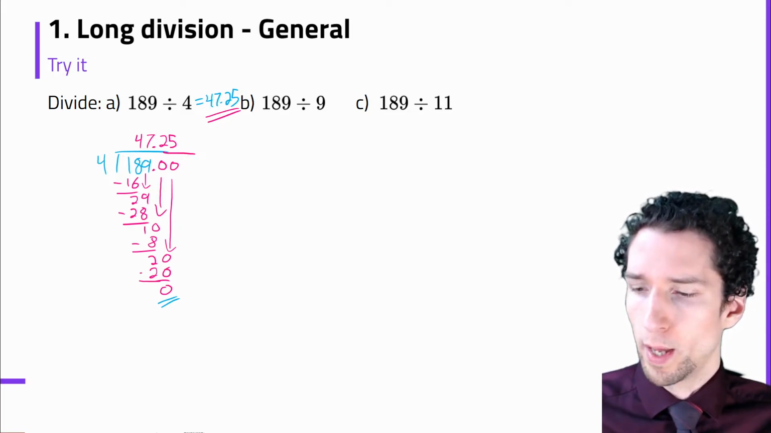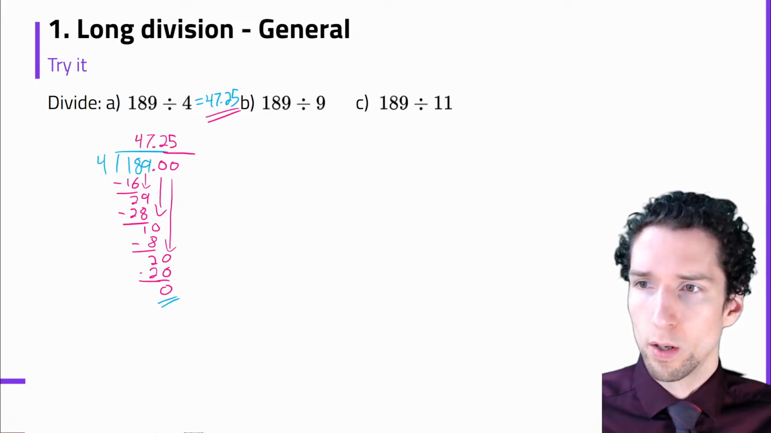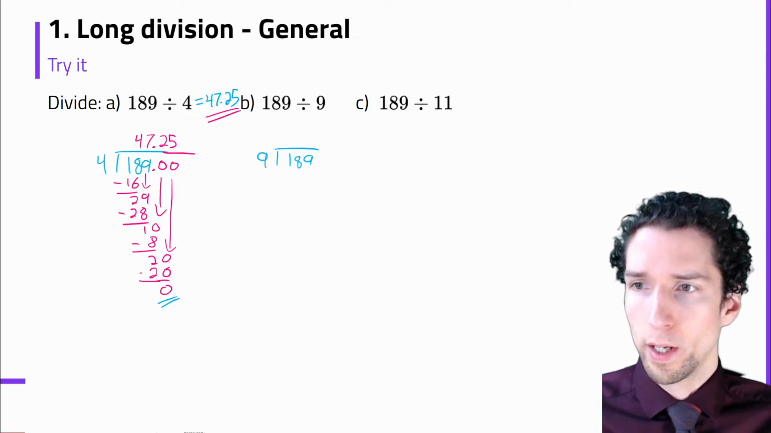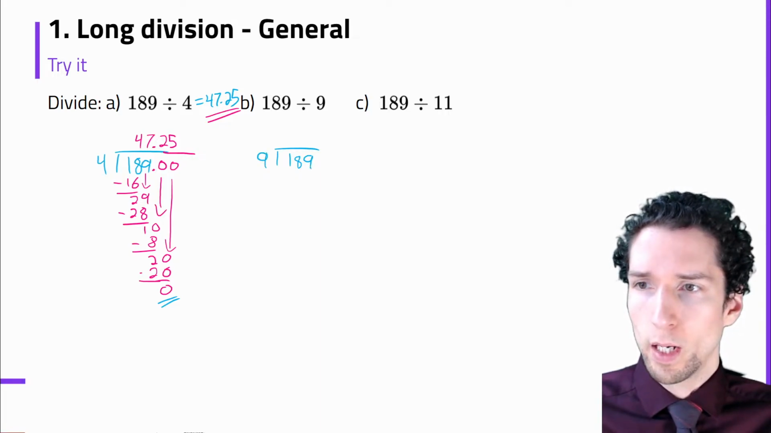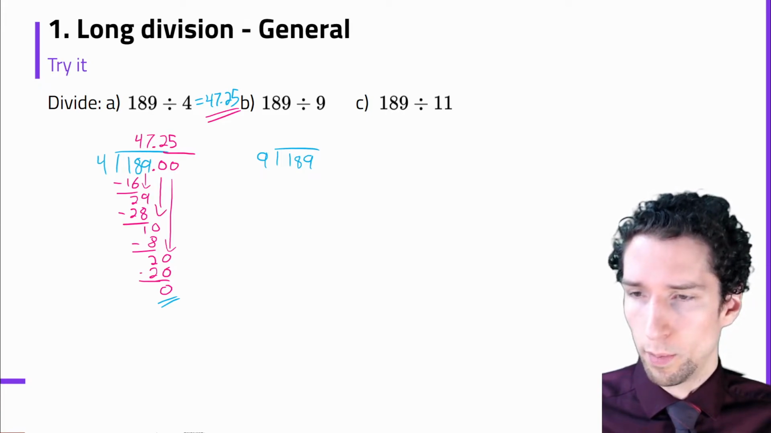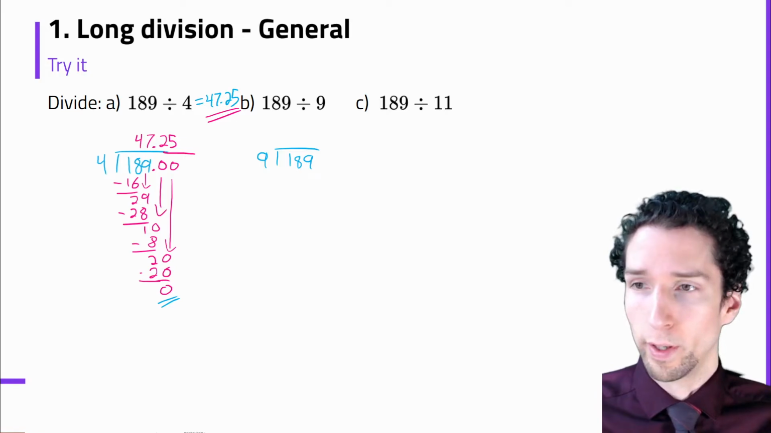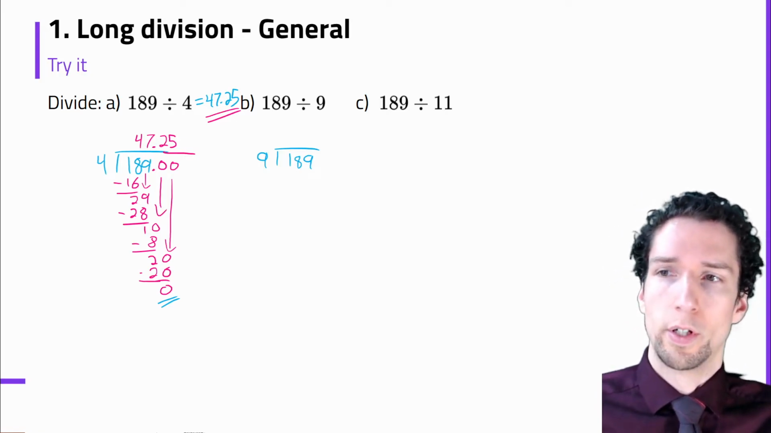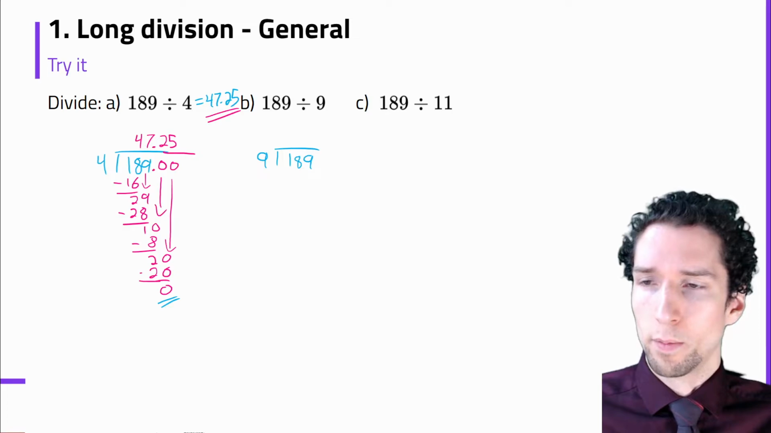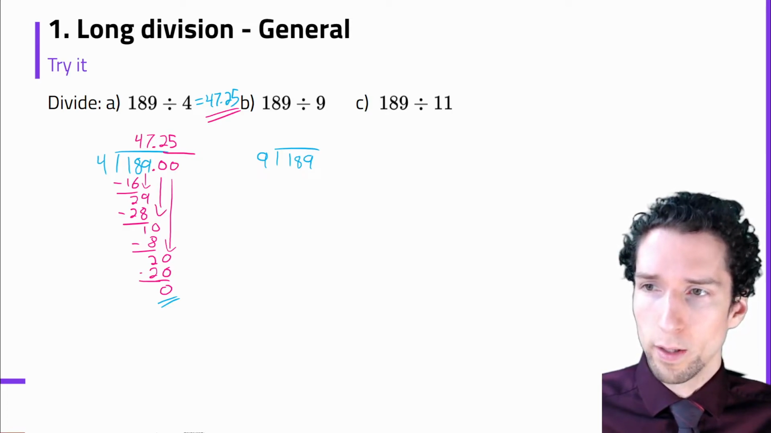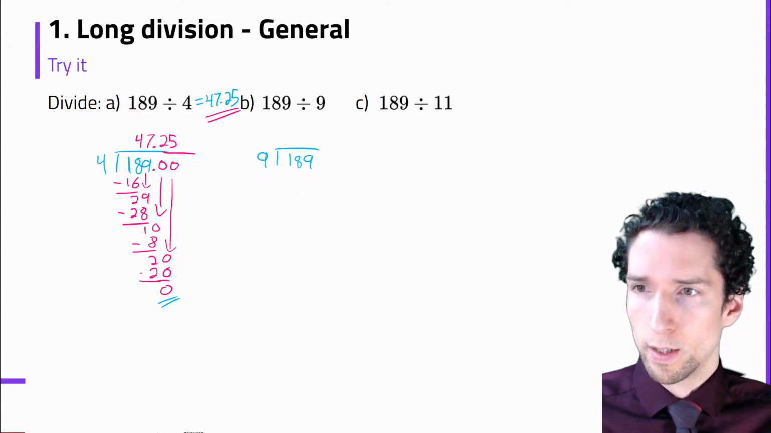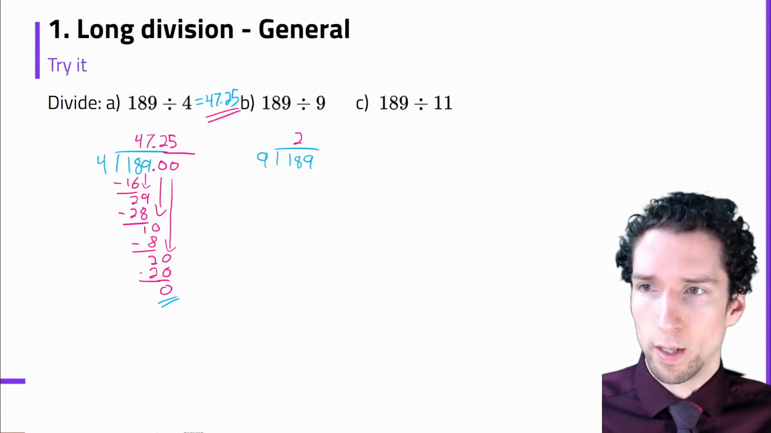Okay, so that's that one. The next one here, 189 divided by 9. 189 looks like a multiple of 9, so I think we're going to get a really nice clean number here. I can already see what it's going to be, but let's do the long division anyways. 18 divided by 9. So how many times does 9 go into 18 here? That's 2 times, and then 2 times 9, 18.